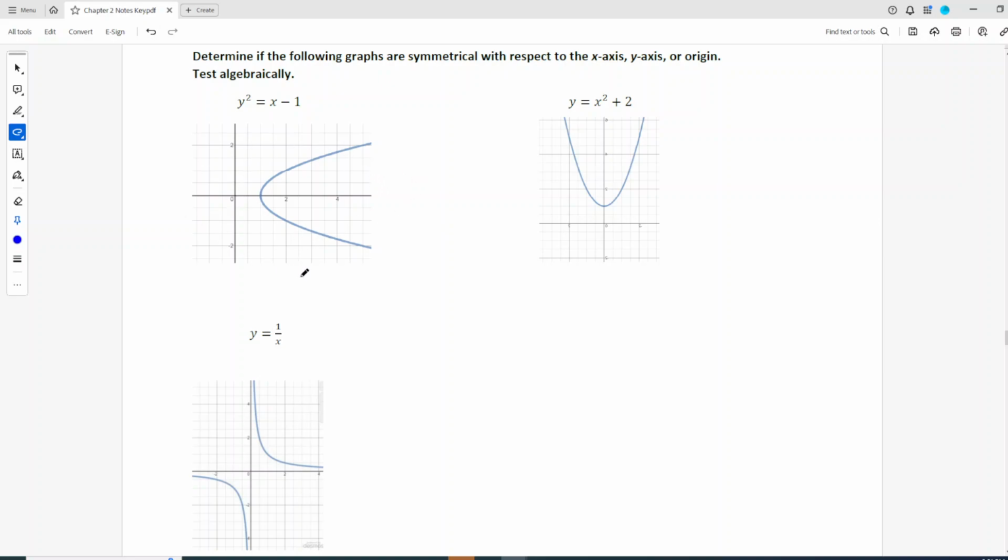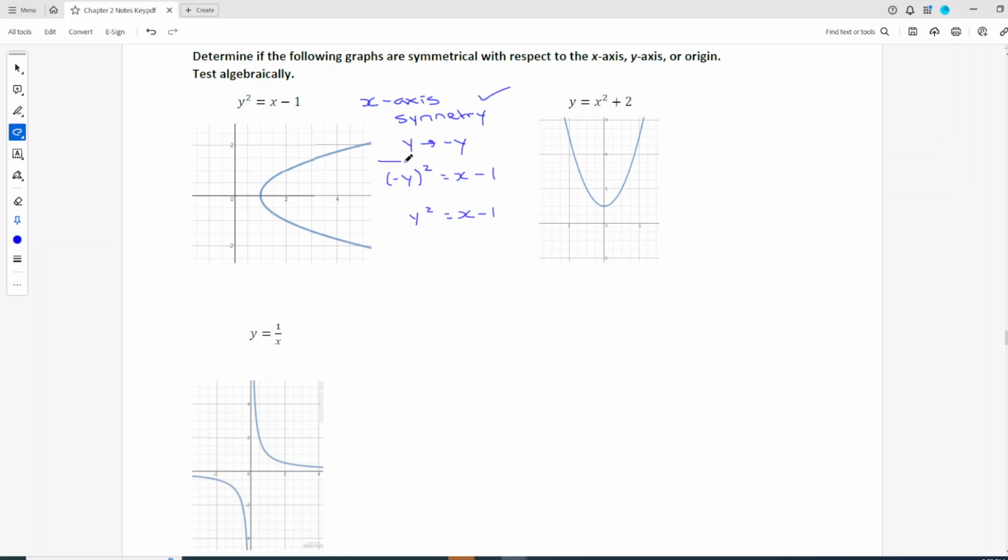What kind of symmetry do we think this graph has? Well, because it's across the x-axis, we're going to call this x-axis symmetry. To test for x-axis symmetry, you replace y with -y. So in that equation, you're going to replace y with a -y, and then you're going to simplify. So (-y) squared is y squared equals x minus 1. And then you check, is this equation equivalent to the original equation? Yes, there is x-axis symmetry.